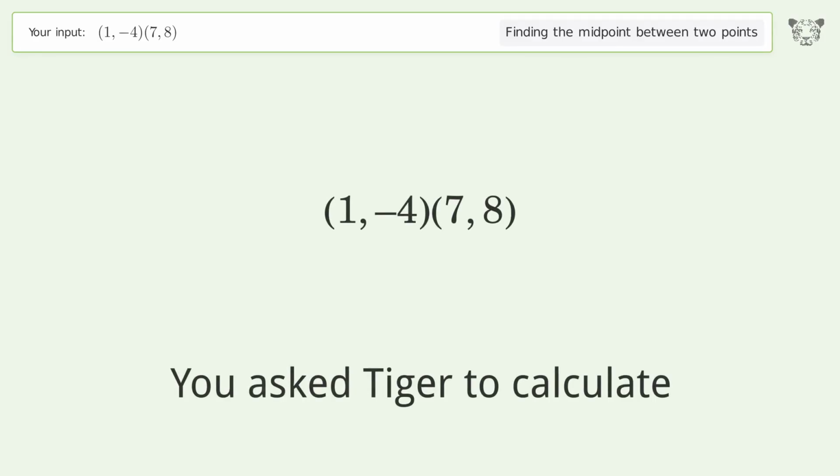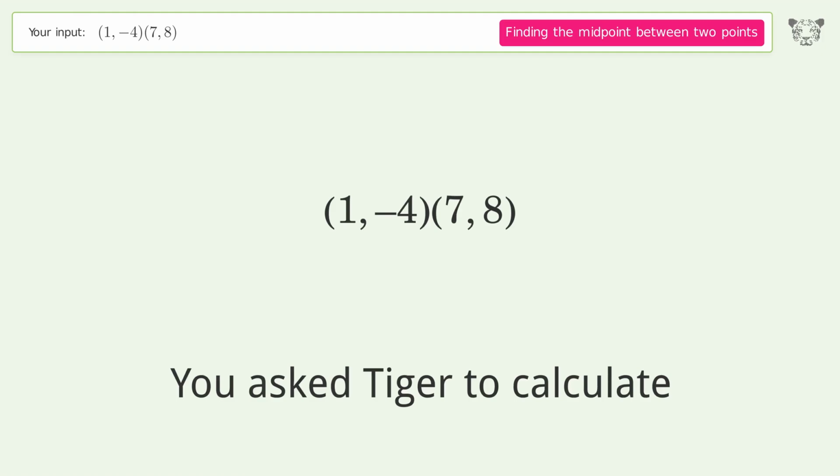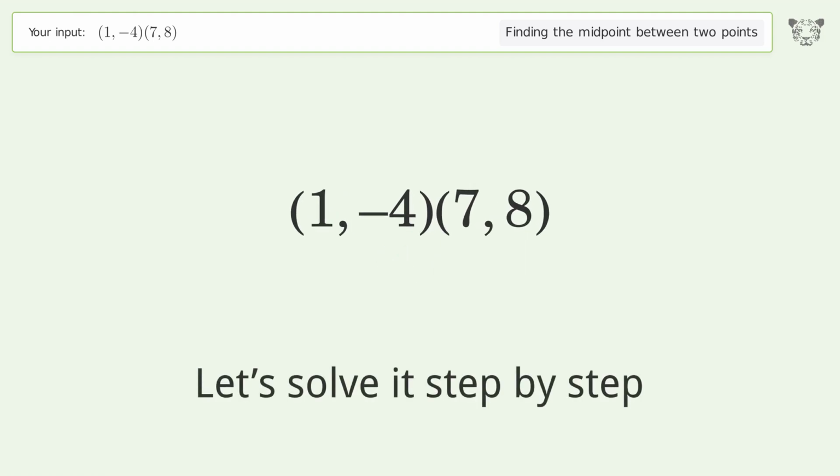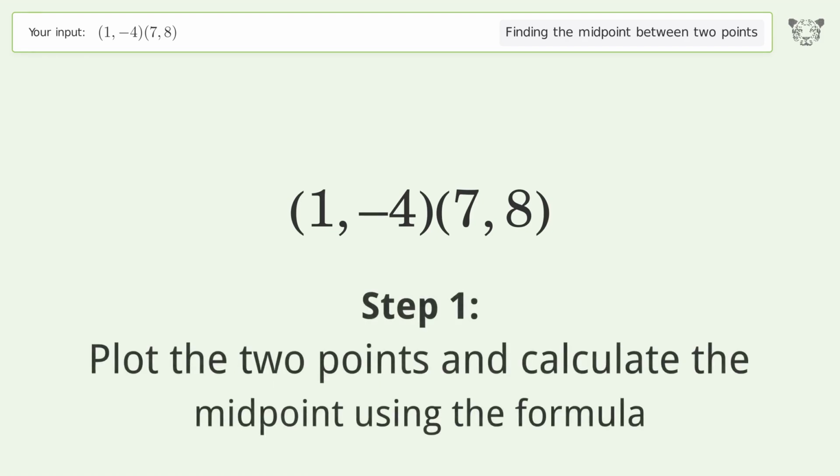You ask Tiger to calculate. This deals with finding the midpoint between 2 points. The midpoint between the 2 points is 4, 2. Let's solve it step by step. Plot the 2 points and calculate the midpoint using the formula.